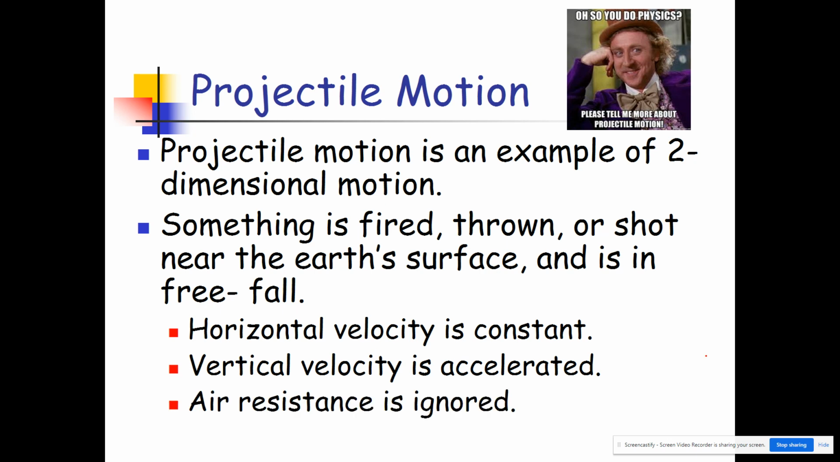Now, obviously, near the surface of the Earth, there's a lot of air and air resistance. We're going to go ahead and ignore that. We're not going to take into account the forces of air resistance in our problems today, because it's going to be such a small number, it's not going to really affect our calculations.